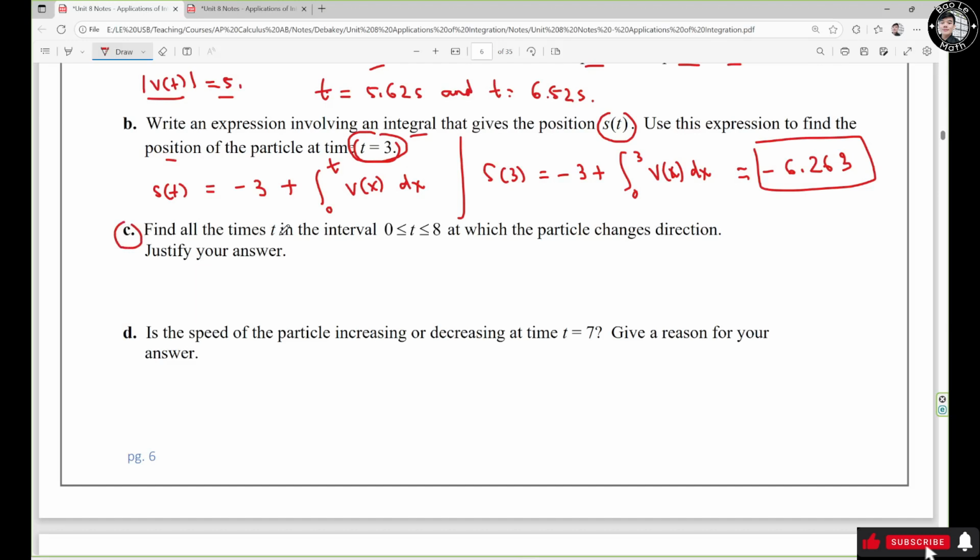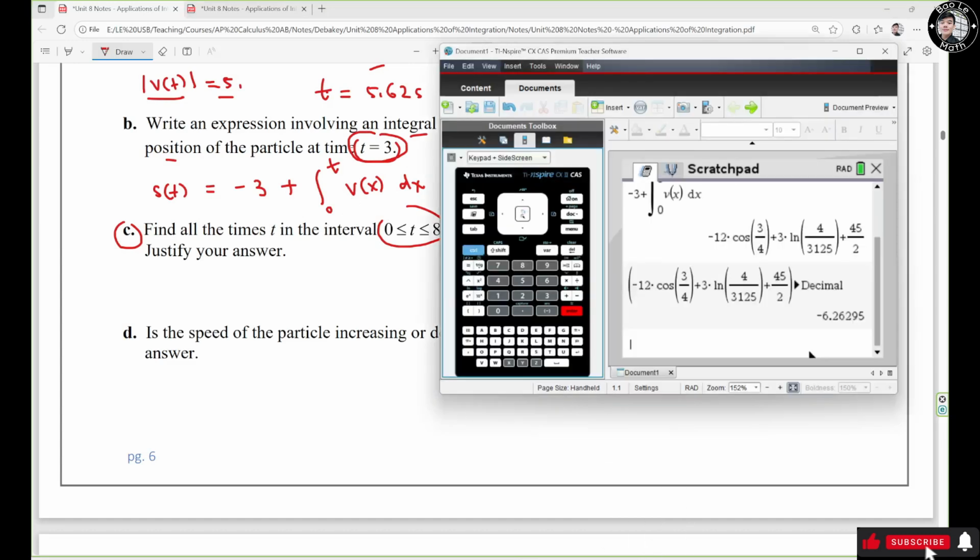Find all times t in the interval from 0 to 8 at which the particle changes direction. Alright, now remember that the particle changes direction when the sign of v of t changes, right? We need to get the function v of t, right? So we're gonna bring up the calculator.